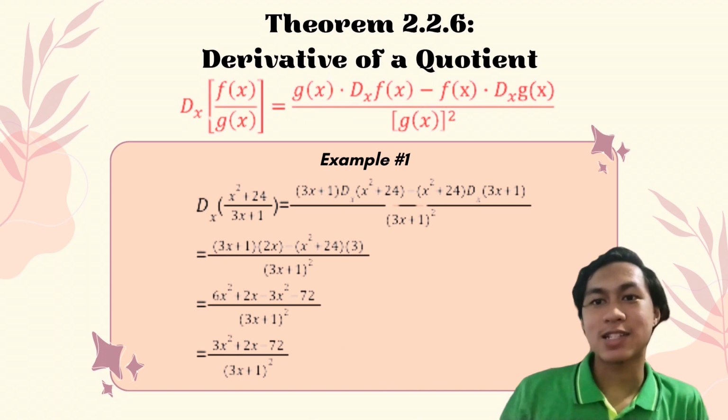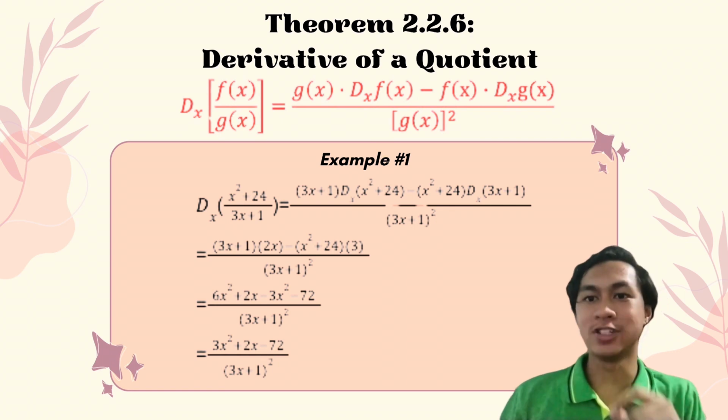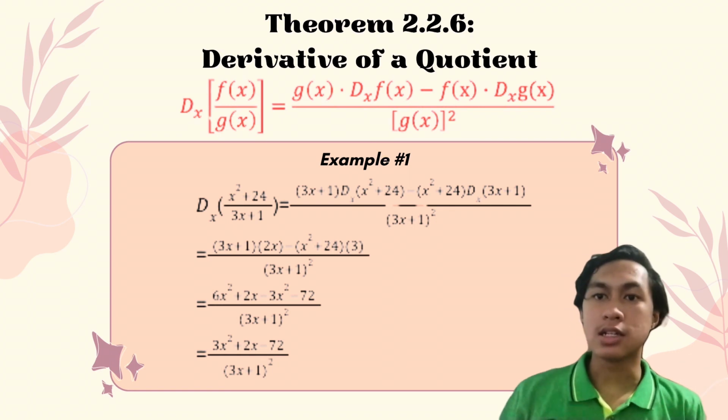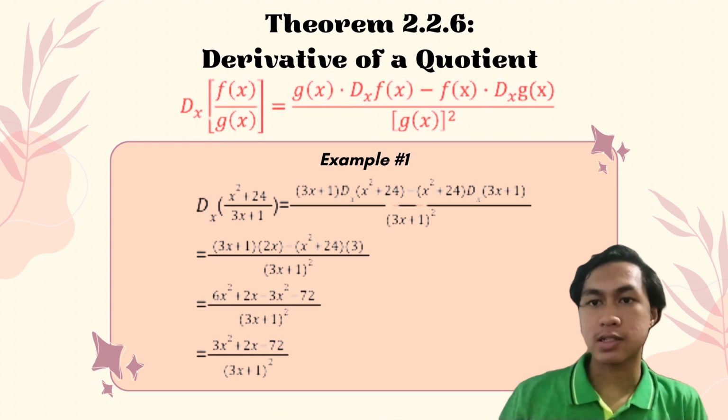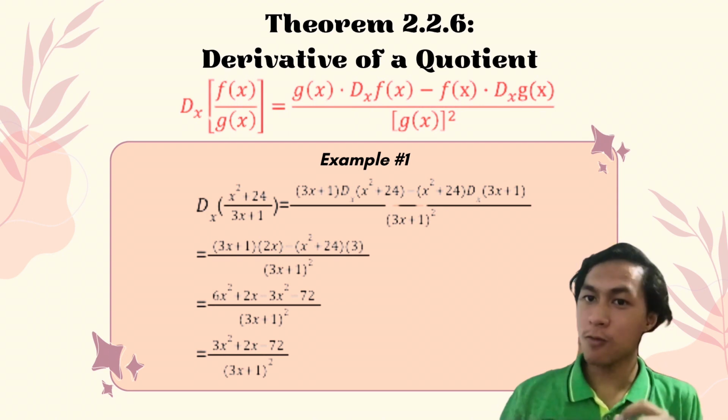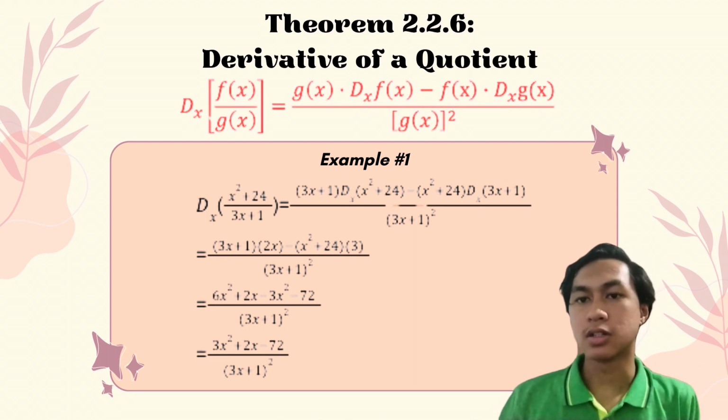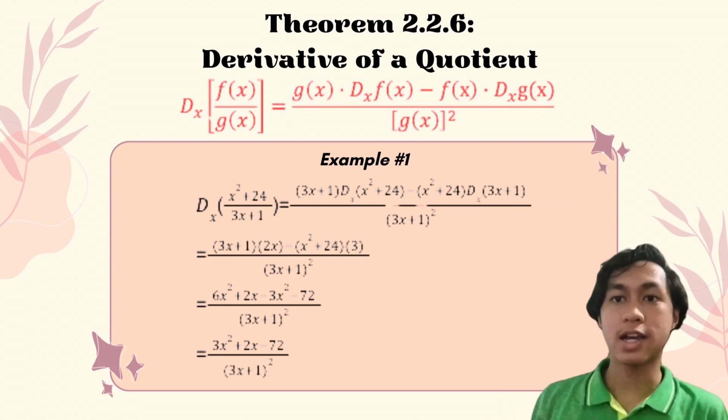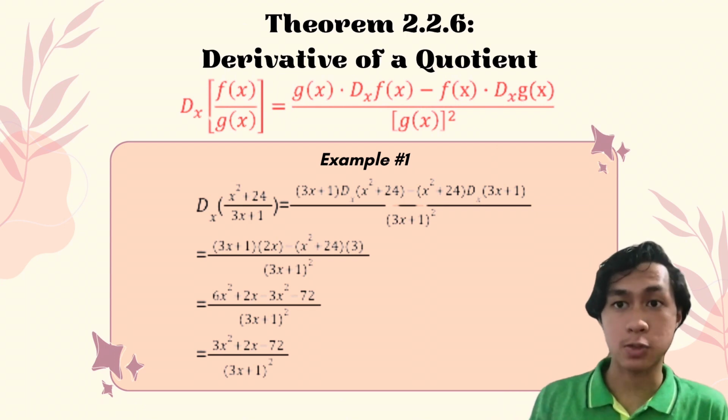We are now at the last theorem, which is a derivative of quotient, where the derivative of f of x over g of x, which is a fraction, is equal to g of x times the derivative of f of x minus f of x times the derivative of g of x over the g of x squared. So here's the following examples. We have the derivative of x squared plus 24 over 3x plus 1.